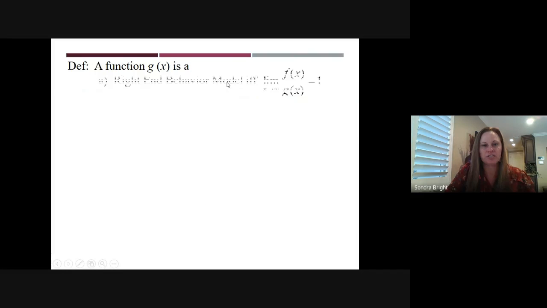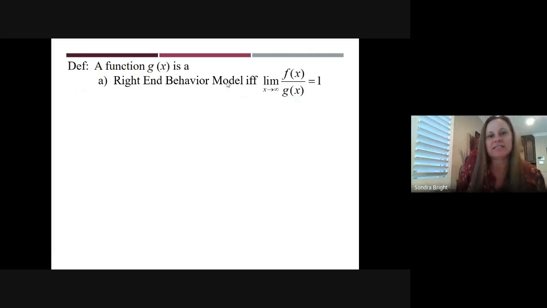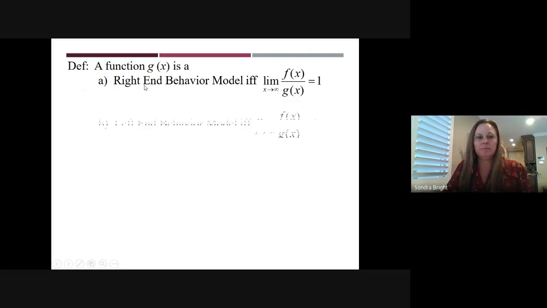So let me give you the definition. A function g of x is a right end behavior model if and only if the limit as x approaches positive infinity of f of x over g of x is 1. So g of x is a right end behavior model of f of x if, as you go to positive infinity, that limit is equal to 1. Right end means you're taking x to positive infinity, so think positive x's, which are to the right.